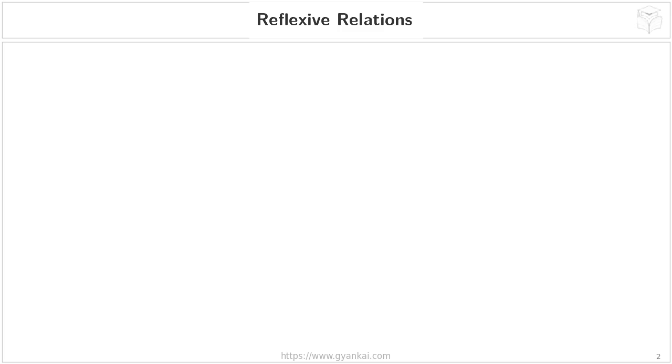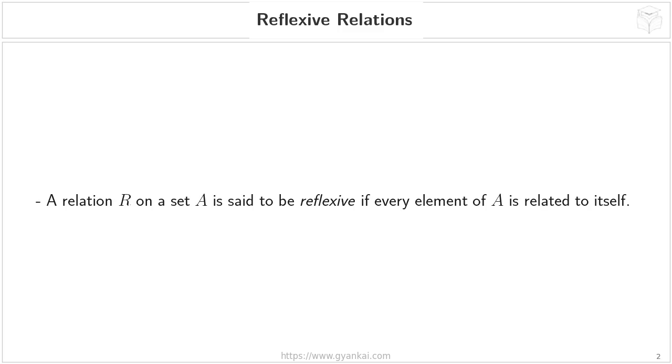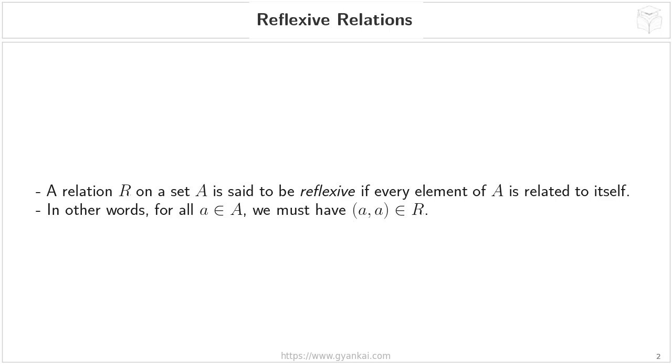Reflexive relations. So we've just discussed what relations are, how they connect elements of a set. Now, we're starting to look at types of relations, and this slide introduces the first one, reflexive relations. Let's read the first line together. It says, a relation R on a set A is said to be reflexive if every element of A is related to itself. What this means is pretty straightforward.